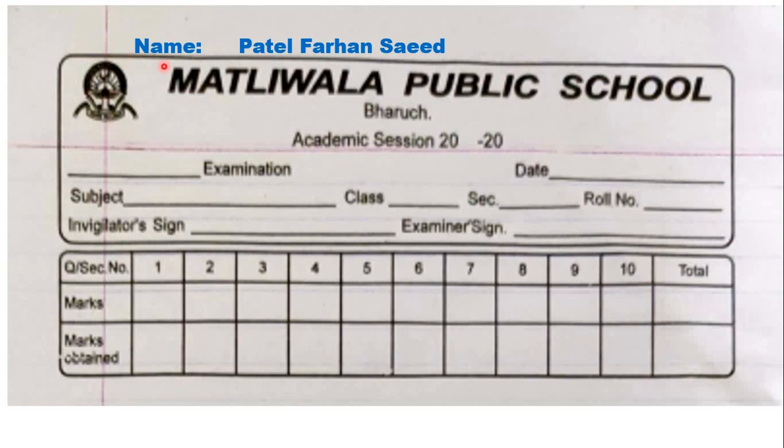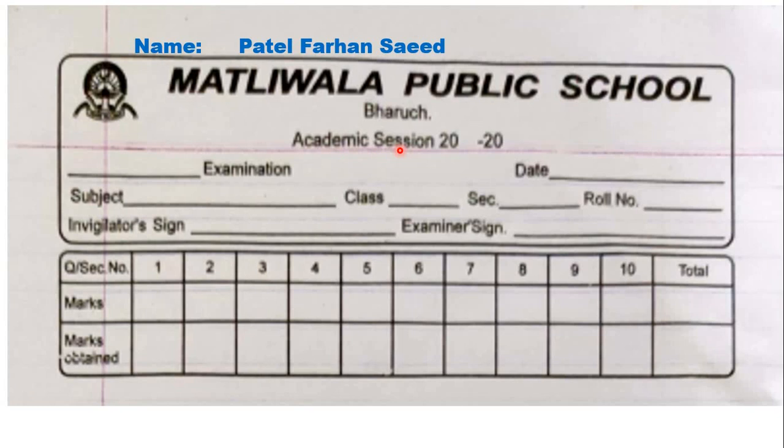Now students, the column provides you the name of your school, that is Matliwala Public School, and below it where it is located. After the location, the academic session is given to you. That means your current year.